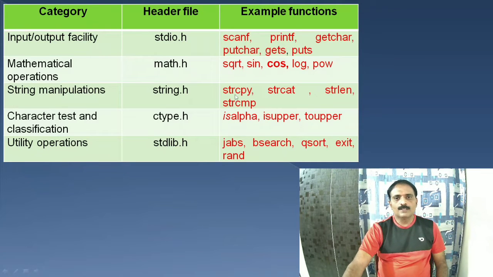Similarly, string copy, string concatenation, string length, and string comparison. In order to execute all these functions, we have to use string.h, and this comes under the category of string manipulation. Similarly, isalpha, isupper, toupper. In order to use these functions, we are going to use the header file ctype.h.